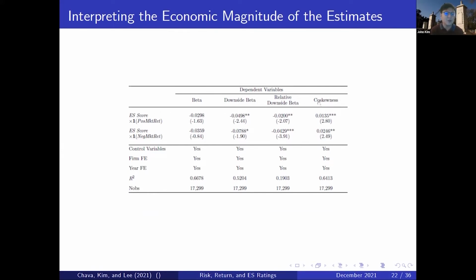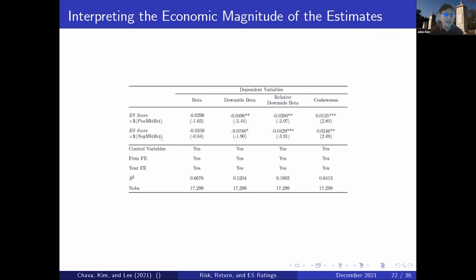Macbeth regression doesn't help us answer this. So we run a panel regression that's very analogous to the Macbeth regression. The only difference is now we can condition on whether a given year was a good year for the market or a bad year for the market. So whether the market return was positive throughout the whole year or negative throughout the whole year.